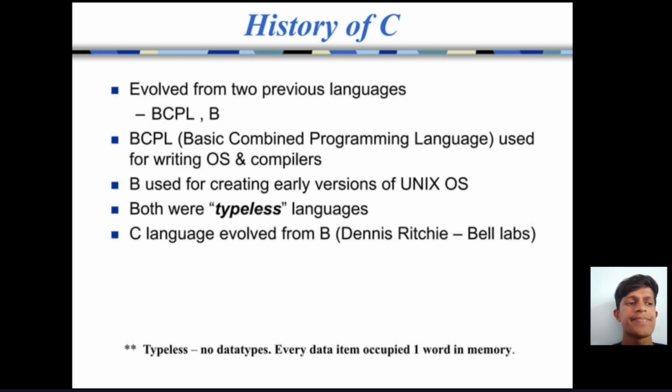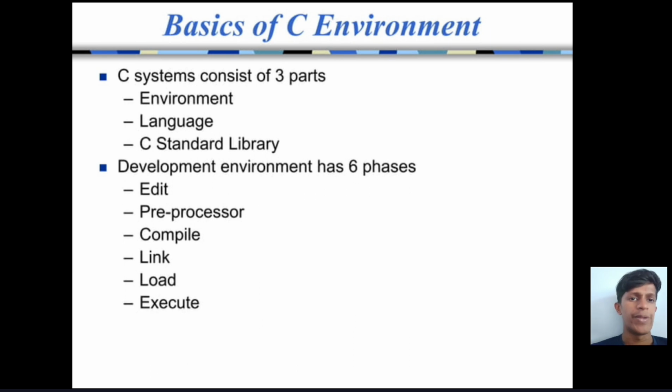Next, some basics of the C environment. First, C systems consist of three parts. First, environment; second, language; and last, the C standard library. Also, the development environment has 6 phases. First is edit, second, preprocessor; third, compile; fourth, link; fifth, load; and last, execute.